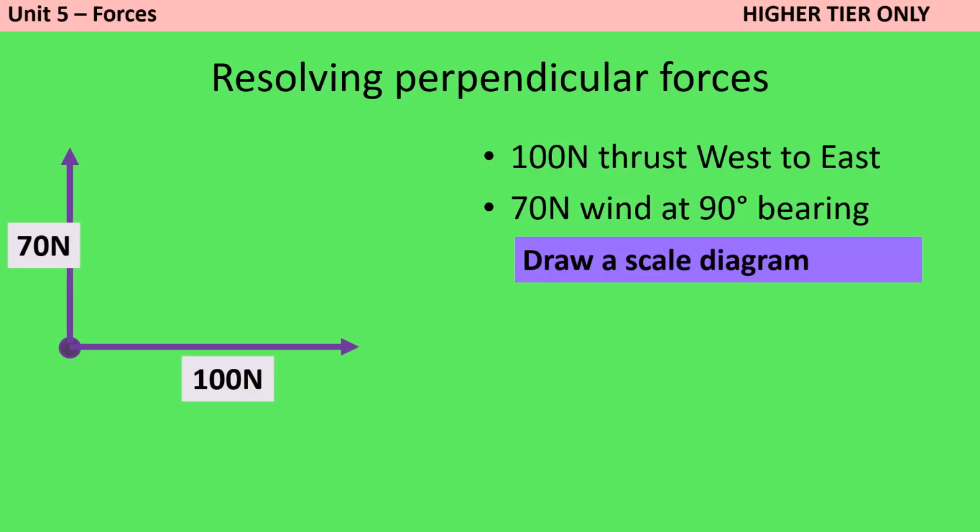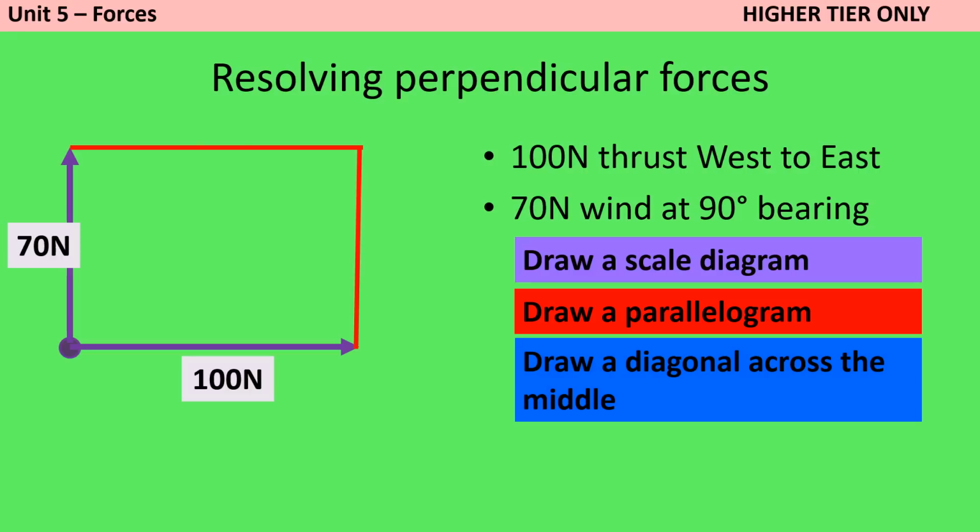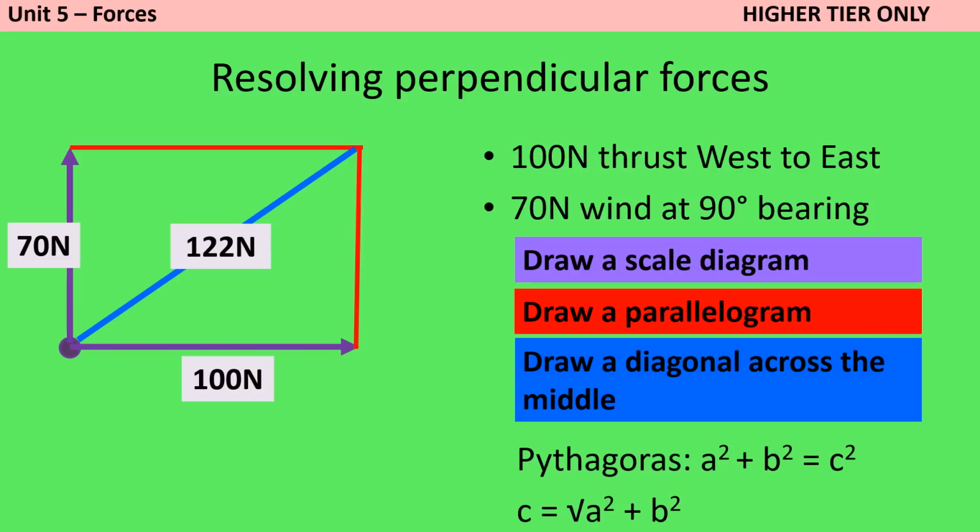So we start off in the same way. We draw our scale diagram, setting our scale beforehand as something sensible like 10 newtons per centimetre. Then we turn this into a parallelogram, which in this instance, because they're perpendicular to one another, is just a rectangle, and draw in the diagonal. By measuring the length of that diagonal, we can tell what the size of that resultant force is. You could then measure using your protractor to see what the bearing is. It would also be possible to solve this using Pythagoras' theorem and then work out the inverse tan in order to work out the degree of the bearing.